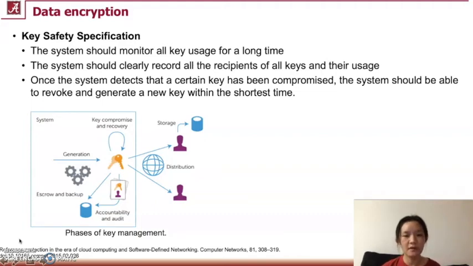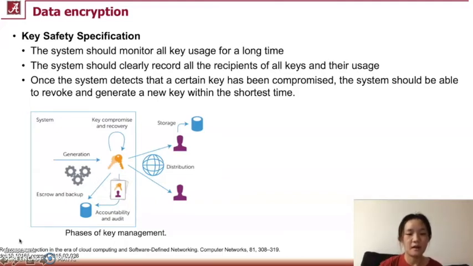And then the system should clearly record all the key holders and their uses status, so that when the key leakage is detected, the negative impact of the key leakage can be effectively reduced, and the results of the key leakage are minimized.